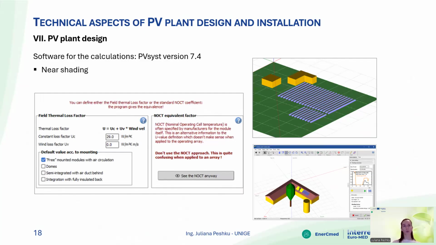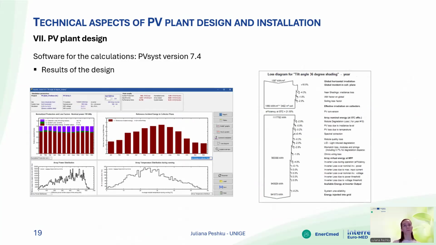Near shading can be caused by nearby buildings or vegetation, and in this case, to allow the other panels to work correctly, it is suggested to install optimizers. Near shading can also be caused by the panels themselves, so we must pay attention and avoid this kind of shading by a correct definition of the interrow space.